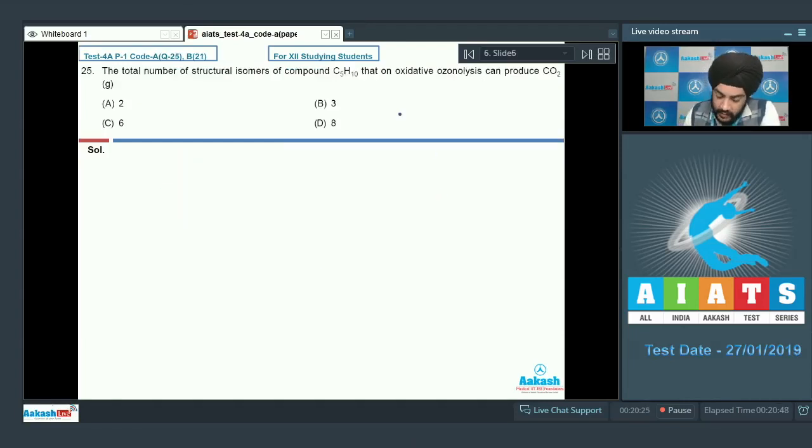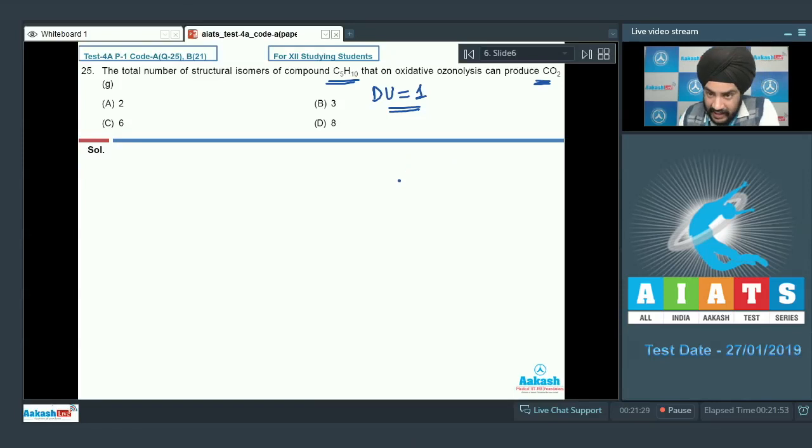Question number 25. The total number of structural isomers of compound C5H10 that on oxidative ozonolysis can produce CO2 gas is. So students, if we talk about C5H10, we can see that it has a DU equal to 1. So there is only one double bond present inside the structure. Now if we talk about the alkenes which produce CO2 upon oxidative ozonolysis, it has to be a terminal alkene, as only a terminal alkene will first form formaldehyde which can be further oxidized to CO2.